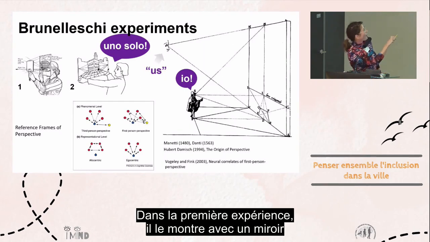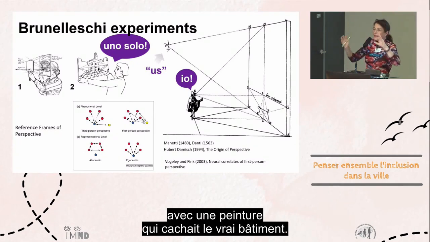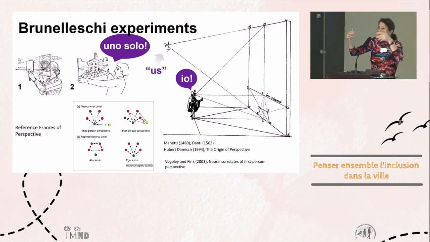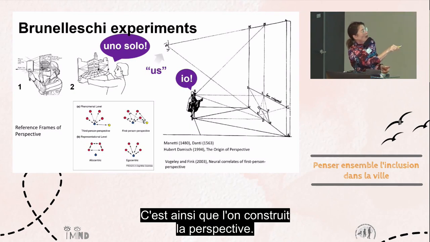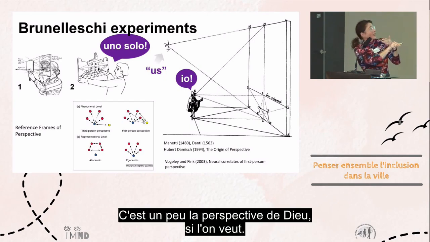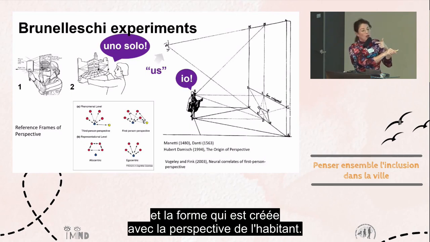And he showed that in the first experiment with a mirror, and in the second experiment with a painting that was covering the actual building. So when you moved, the perspective was not correct anymore. And you see that this is how perspective is being constructed. This is us as architects, so it's a little bit the God perspective, if you want. And this is the inhabitant and the shape that is being created with perspective for the inhabitant.